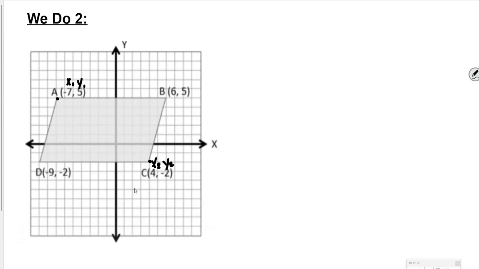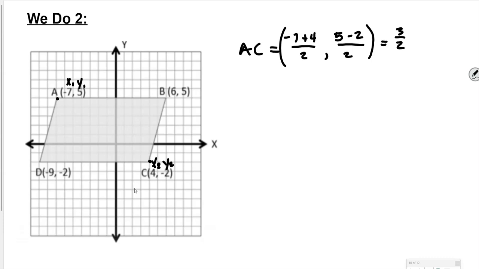Y'all see that? So for AC, we're going to find the midpoint of AC. So we're doing -7 plus 4 divided by 2, comma, 5 minus 2 divided by 2, okay? So what is that going to be? -7 plus 4, that's going to be 3 over 2. And this is also going to be 3 over 2, right? Isn't that going to be 1.5? So this is 1.5 comma 1.5, isn't it? Ooh, that's supposed to be a negative, isn't it, y'all?